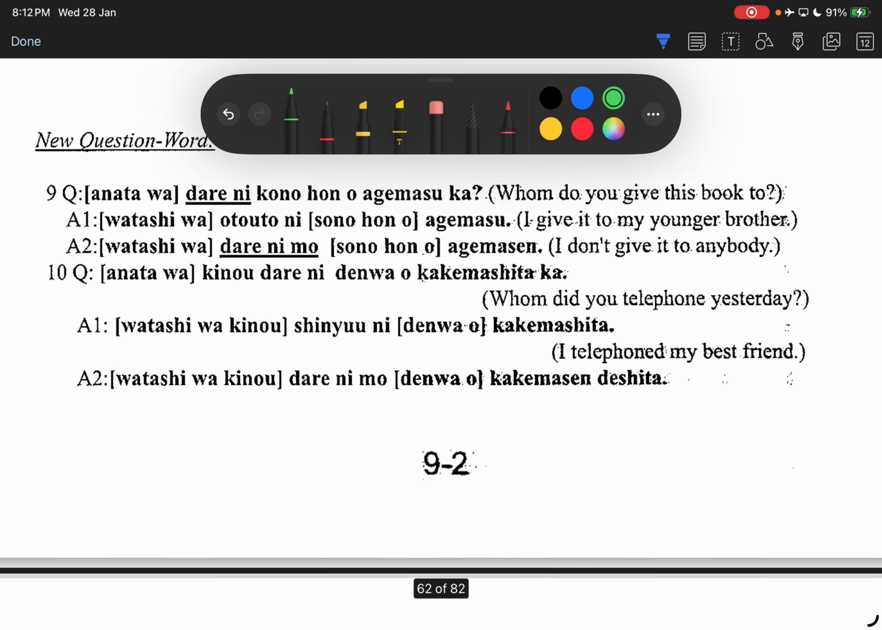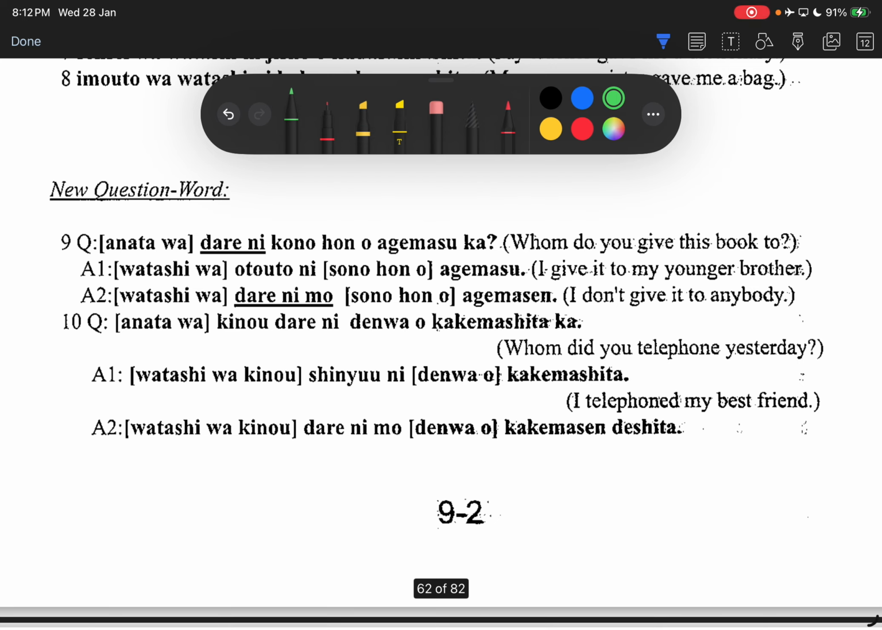Okay, so new question word. Of course, when we give something, we ask like give to who or who is the giver, right? So of course, who will be dare. So dare ni kono hon o agemasu ka? So to who this book you give, right? So literally the translation here is to who this book you give. So A1 says ototo ni agemasu. So to brother I give. To brother I give.